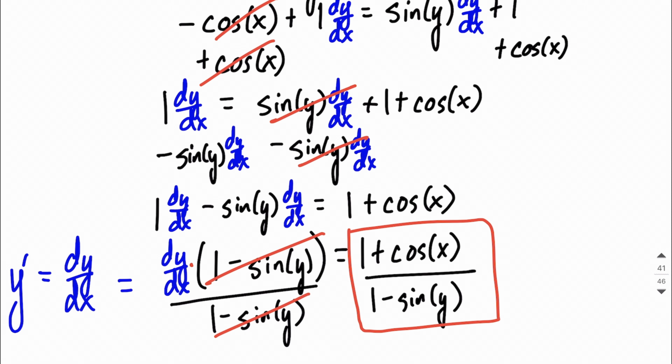So I hope this helps out as you're working on implicit differentiation. Take your time. A lot of times rewriting it from the beginning so you don't have to deal with a big fraction, and the quotient rule, is very, very helpful. So I hope this helps out. Good luck.